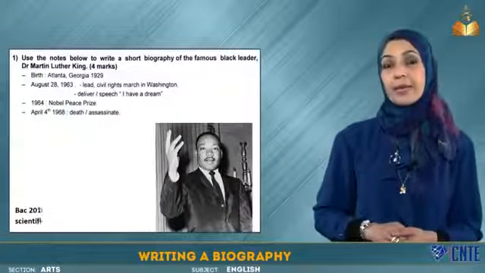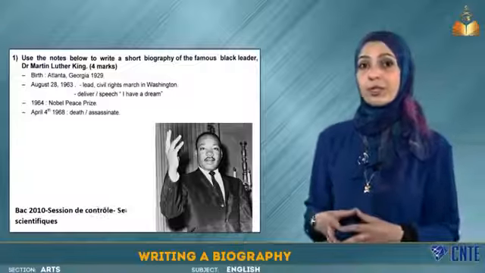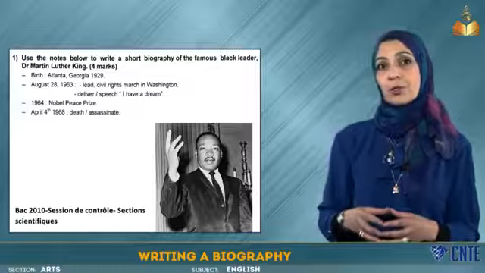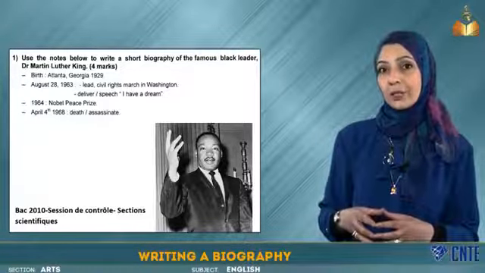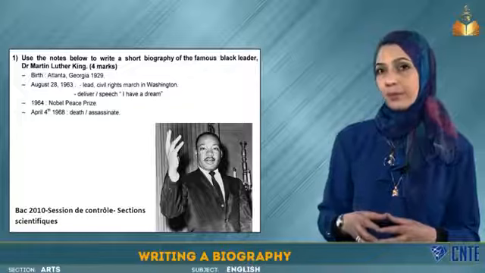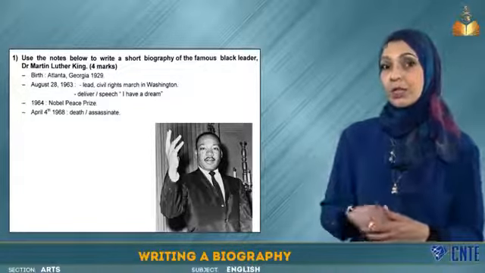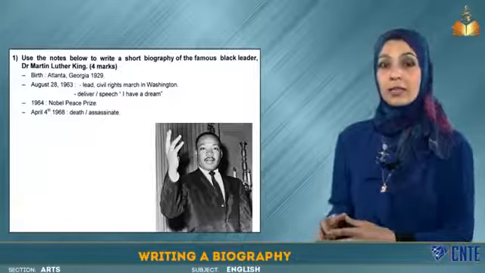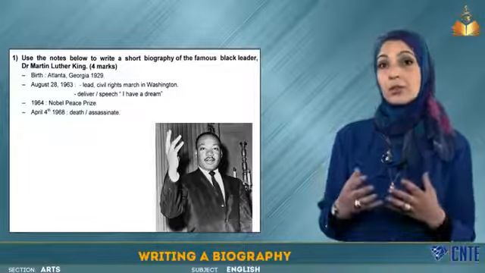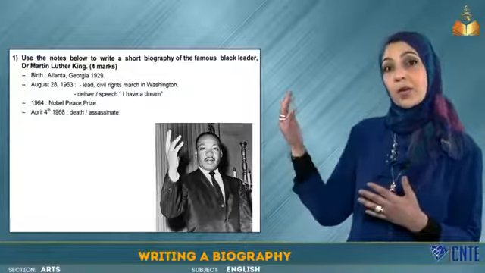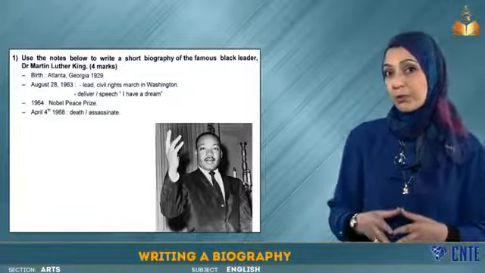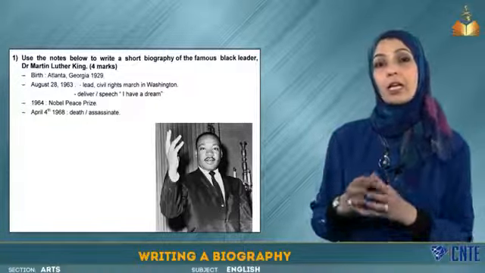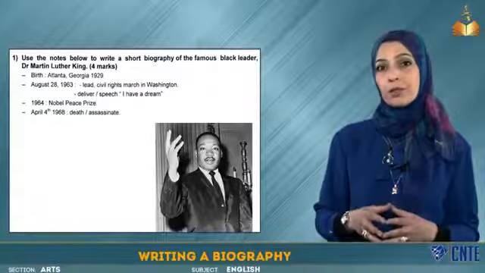Here's an example. In this first example, the instruction states, use the notes below to write a short biography of the famous Black leader, Dr. Martin Luther King. As you can see here, Dr. Martin Luther King is neither a writer nor a scientist. He is a leader, and he is also a colored man. So the piece of information provided in the instruction can be useful to build an appropriate profile of the person you will be writing about.